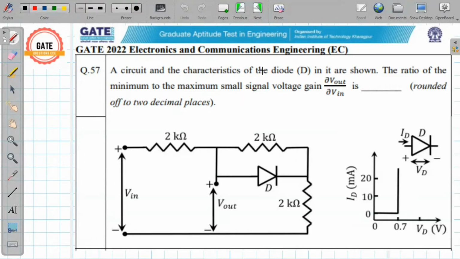A circuit and the characteristics of the diode D in it are shown. So these are given, the characteristics of diode. The ratio of the minimum to maximum small signal voltage gain, curly V out by curly V in, is dash. So you have to give the answer rounded off to two decimal places. So let's see how to solve this question.